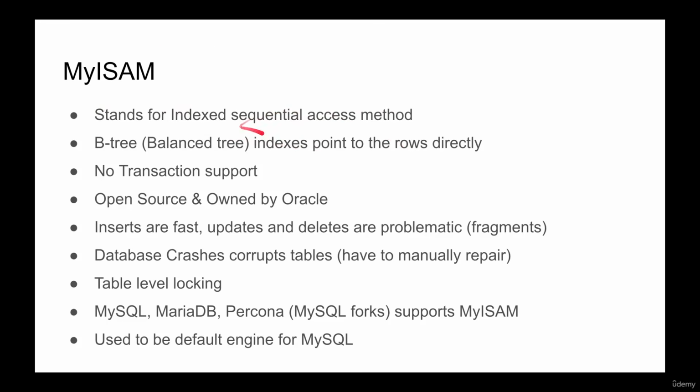So yeah, the indexes point directly to the rows, right? If you think about it, there will be an index, and there will be the data itself, the rows. And then the index will point directly to the place on disk, the offset where the row exists. So it's a very fast access to the location where the stuff is. Inserts are also fast, right?